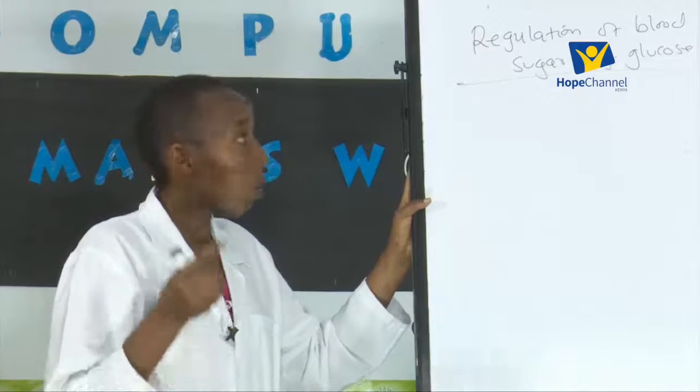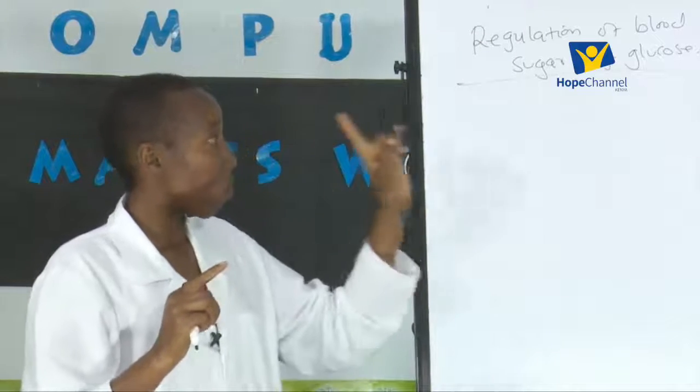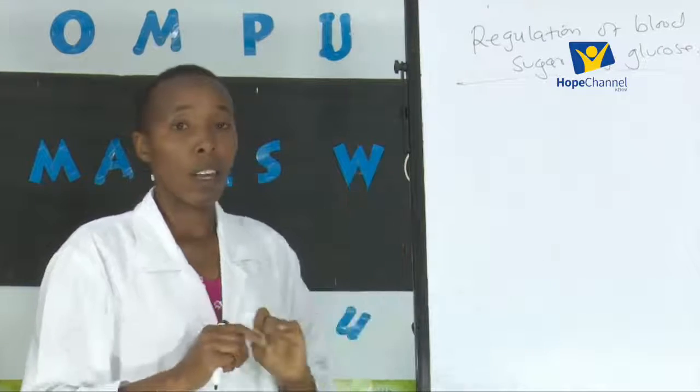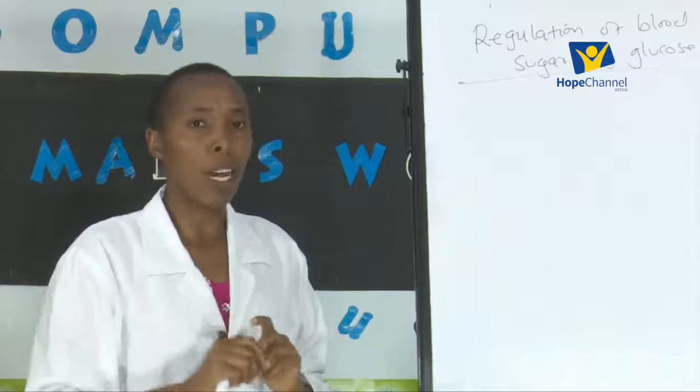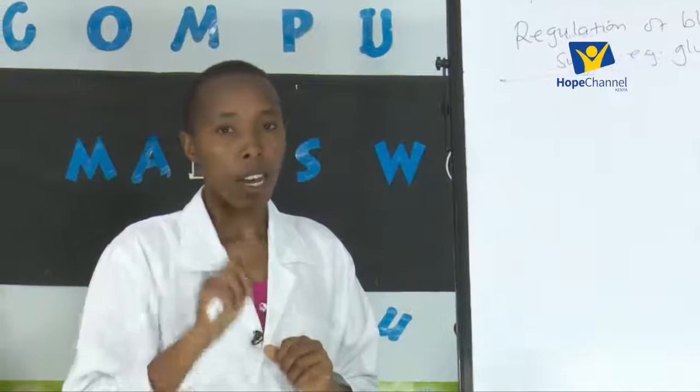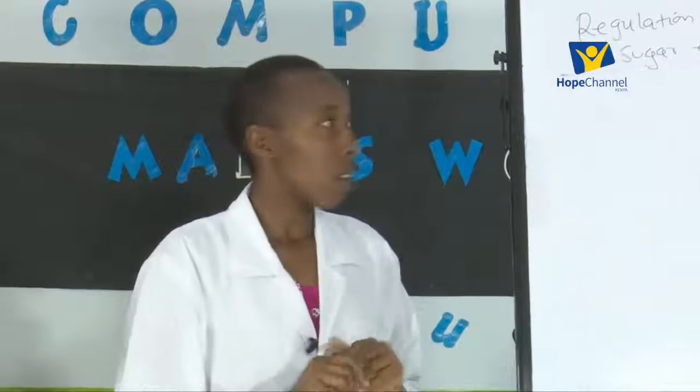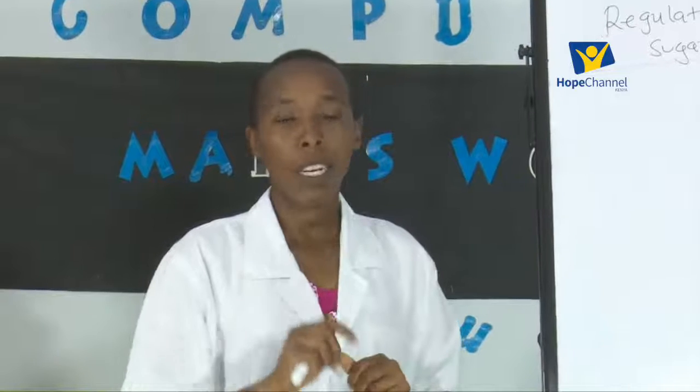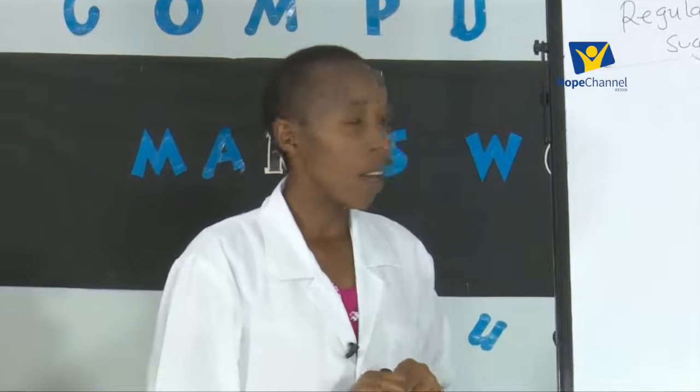So because of that, we need to regulate the amount of blood sugar that we have in our bodies. But who does that? It is the liver. In our next lesson, we'll discuss the role of the liver in regulating blood sugar in our body.